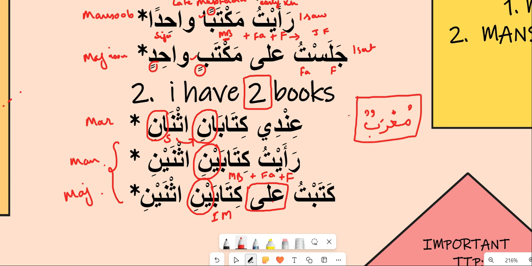Now let's see. Katabtu ala kitabaini ithnaini. So you can see a harf jar, so it is in majroor case. I wrote. Katab means I wrote. I wrote on two books. Kitabaini ithnaini. In this case, the sifa is following the noun. So this is all about the rules of 1 and 2. I hope it's clear for you.